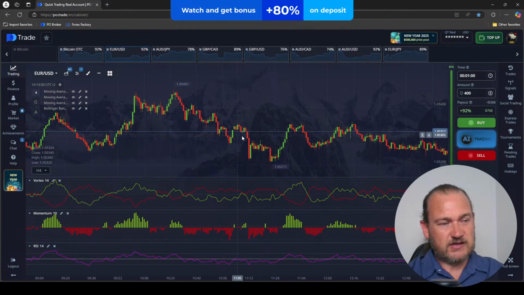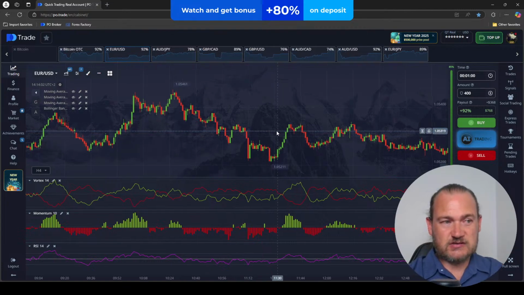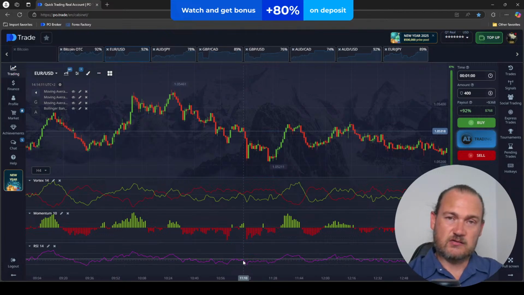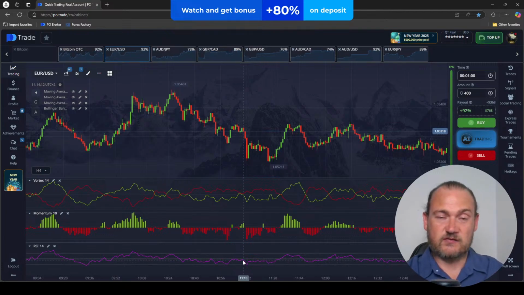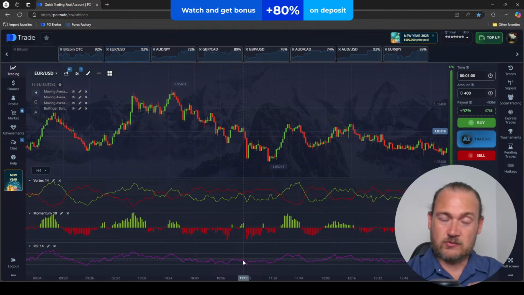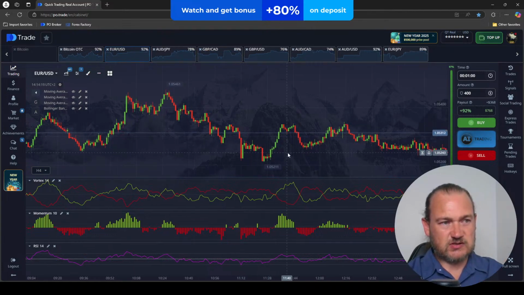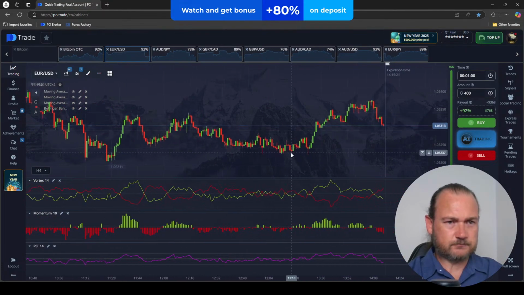Or if you're trading options, this would have been a good area where we saw the rejection of the RSI, where the RSI rejected off the 50 value and started going increasingly bearish. Again, we could have taken sells there, short-term sells, 5 minutes or something like that.